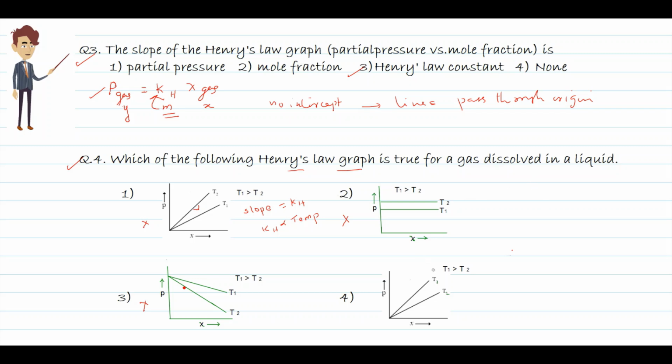Then considering the graph in option 4. Here also you can see two lines corresponding to temperature T1 and temperature T2. Which line is having higher slope? The line corresponding to T1. Higher slope means higher Kh value. Higher Kh value means higher temperature. So T1 is expected to be higher than T2. Here it is correctly given T1 higher than T2. So option 4 is correct.